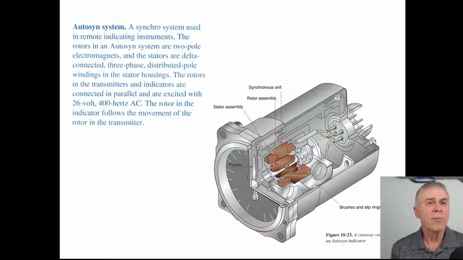They're two-pole electromagnets, and the stators are delta connected, three-phase, distributed pole windings in the stator housings. The rotors in the transmitters and indicators are connected in parallel and are excited with 26 volt 400 hertz AC. The rotor in the indicator follows the movement of the rotor in the transmitter. Okay. It doesn't indicate that the stator is an electromagnet, so I'm going to say it is not.